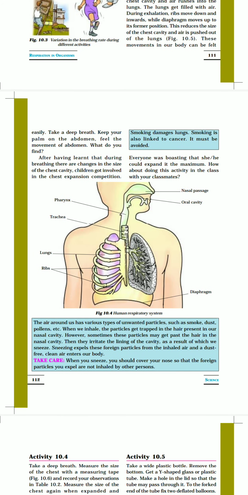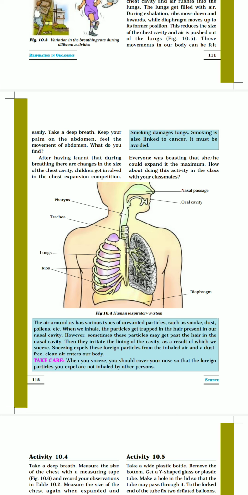In this diagram you can see nasal passage, oral cavity, pharynx, trachea, lungs, ribs and diaphragm. When we study the mechanism of breathing, all these organs are really very important. They play a very important role while breathing.